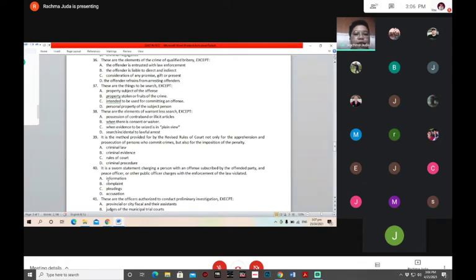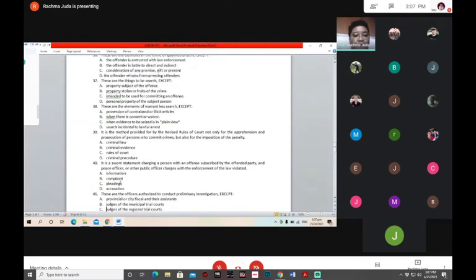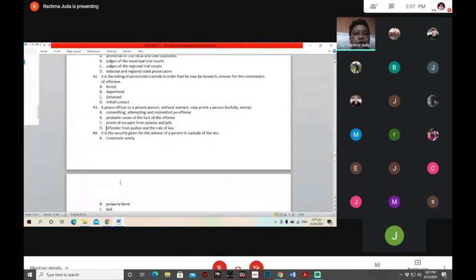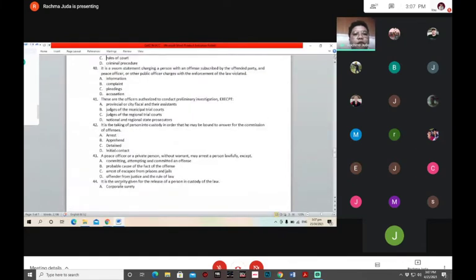Next, 39. It is the method provided for by the Revised Rules of Court, not only for the apprehension and prosecution of persons who commit crimes, but also for the imposition of the penalty. So the answer there is Delta, criminal procedure. Next, number 40. It is a sworn statement charging a person with an offense subscribed by the offended party and any peace officer. The keyword here is subscribed; the one who made it is the offended party or peace officer. When we say information, it is the prosecutor who subscribes it and files it directly to the court, remember? So the answer there is Bravo, complaint.